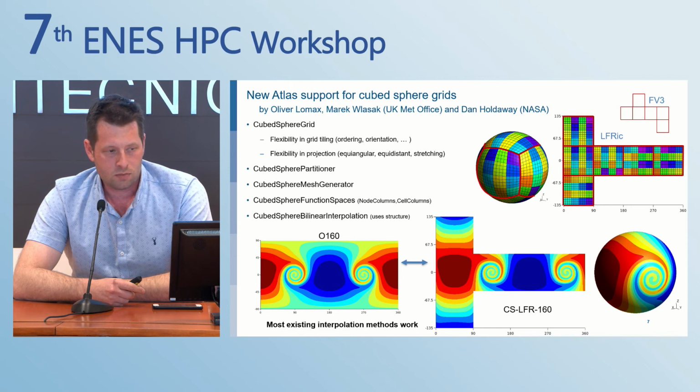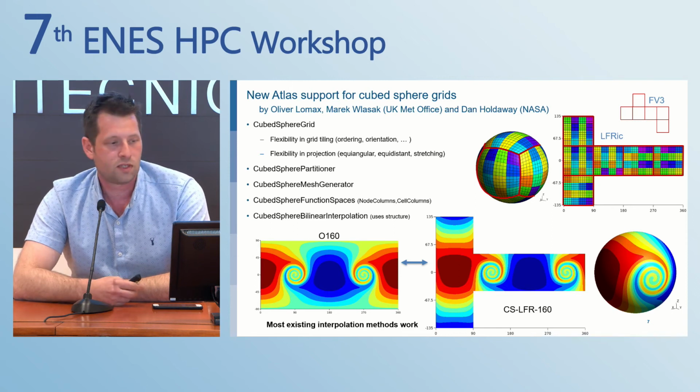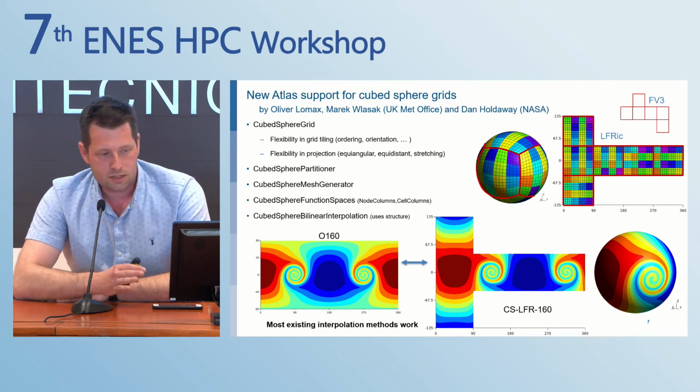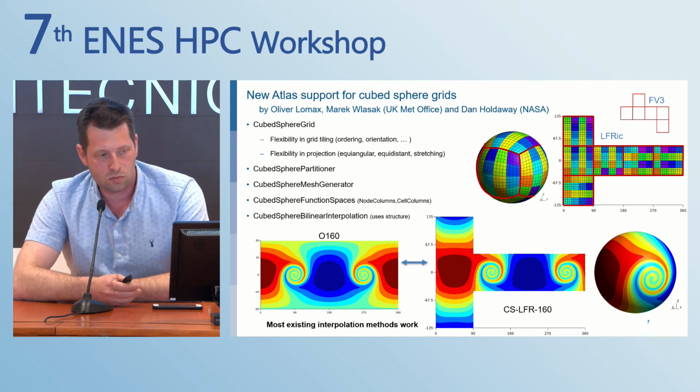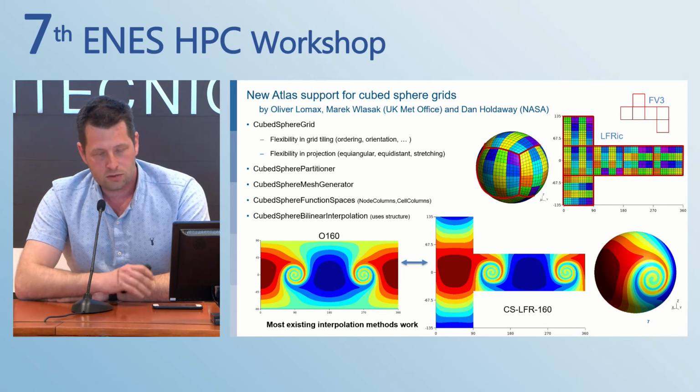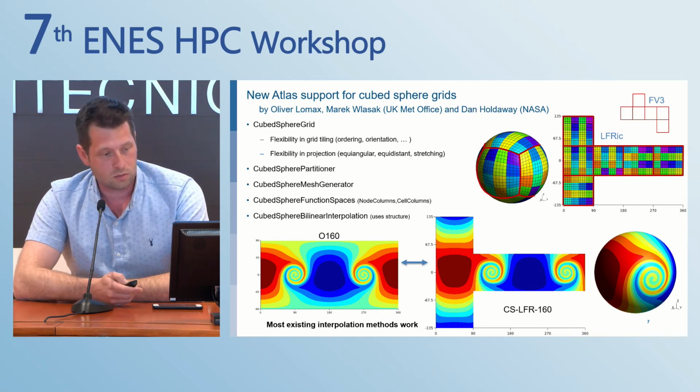And one of the other implementations that they've done is a dedicated cube sphere bilinear interpolation method, which takes advantage of this structure. And most existing interpolation methods that go from elements to elements or elements to points, they already work. And so you can see on the left there's an interpolation done from an octahedral Gaussian grid to a cube sphere grid with 160 divisions within each tile. And there's an arrow there that signifies that there's an interpolation between both grids possible. So from right to left, you could use this cube sphere bilinear interpolation method, and from left to right, you could use any of the other existing Atlas interpolation methods.